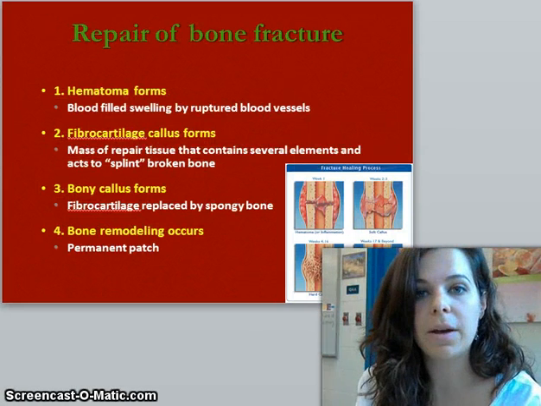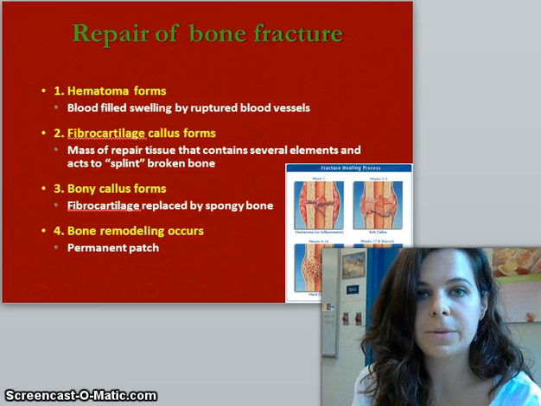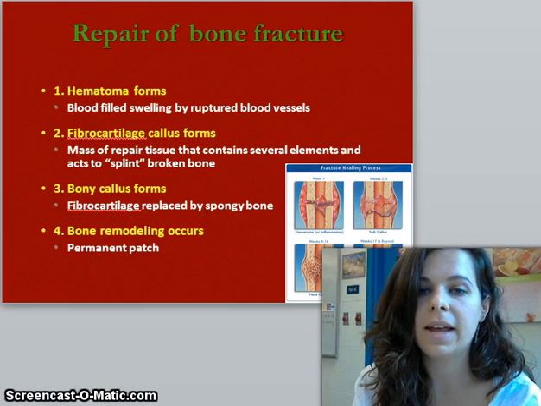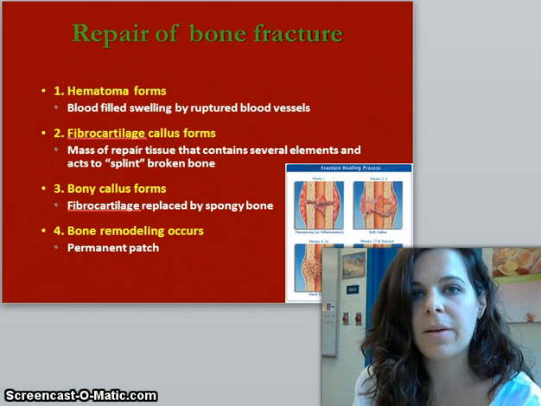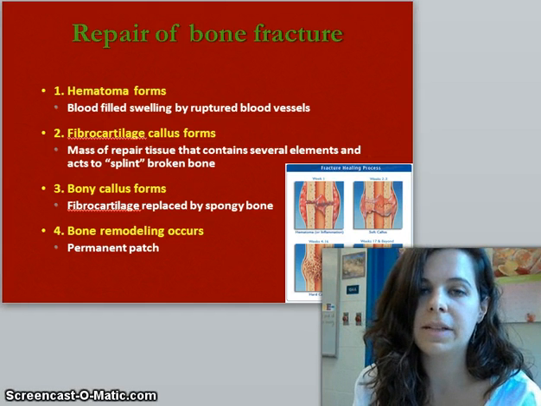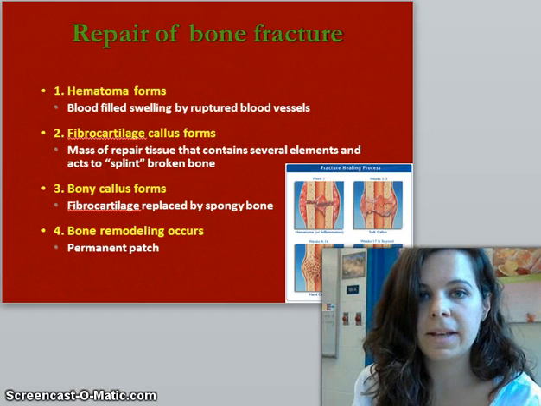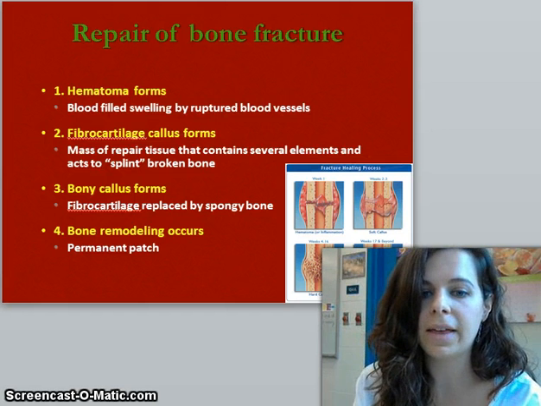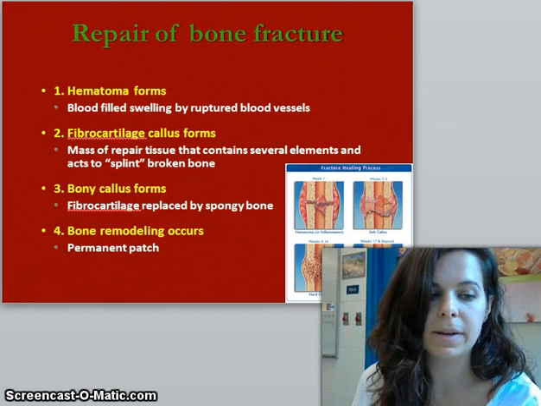The process of repairing bone fracture has 4 parts. In the first part, a hematoma forms, which is when the site swells and is filled with blood because of some ruptured blood vessels. Then a fibrocartilage callus will form, and that's the repair tissue, and it contains elements that will splint the bone. Then that will be replaced by spongy bone, and you'll have a bony callus, and as that remodels, you'll have a permanent patch where your bone has been healed.